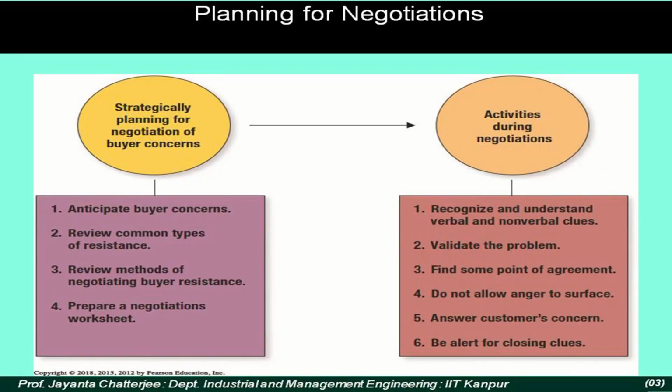In planning for the negotiation, this is your strategy: anticipate buyers' concerns, review the common types of resistance that may come from the buyer, review methods of negotiating buyers' resistance, and prepare a negotiation worksheet. The activities, this is the strategy part, and the tactical part, that means what will actually happen during negotiation, will need you to recognize and understand verbal and non-verbal clues.